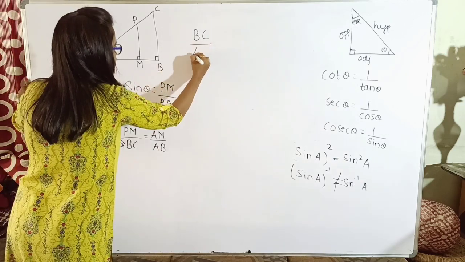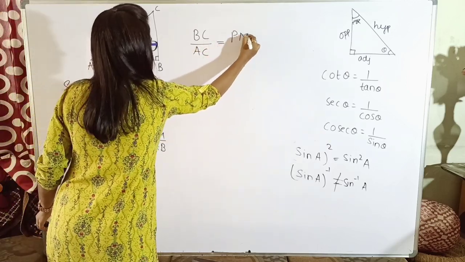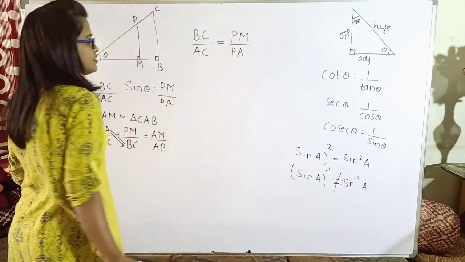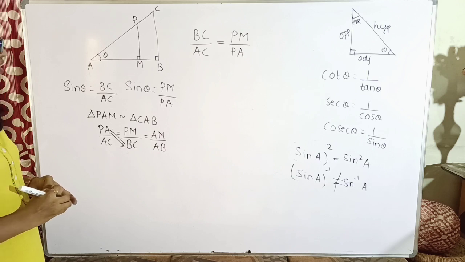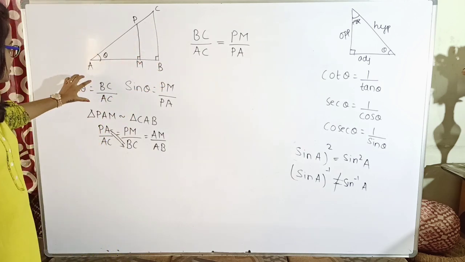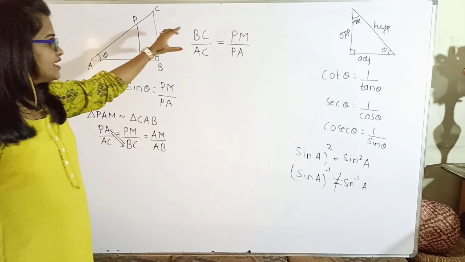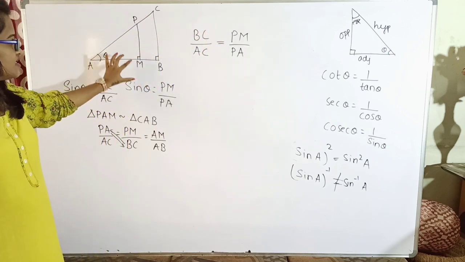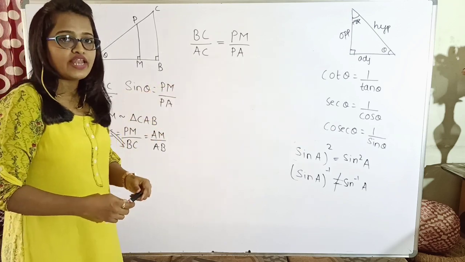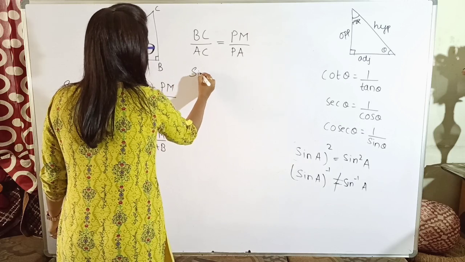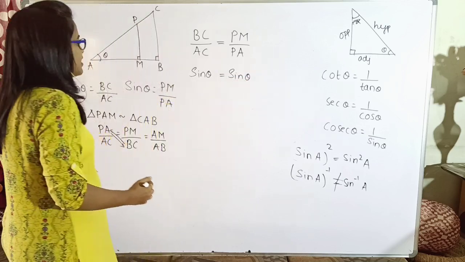So BC upon AC is equal to PM upon PA. Will the value change if you interchange the sides? No, they will not change. As you can see, BC upon AC is nothing but the value of sine theta with respect to the bigger outer triangle ACB, and PM upon PA is the value of sine theta with respect to the smaller triangle PAM. If you are getting these two values as equal, what does this mean? The sine theta value for triangle ABC is actually equal to the sine theta value for triangle PAM.